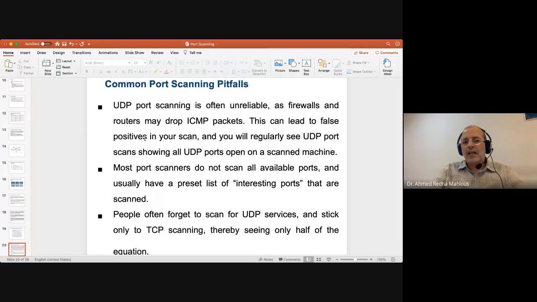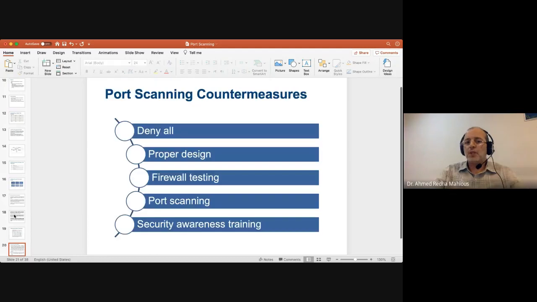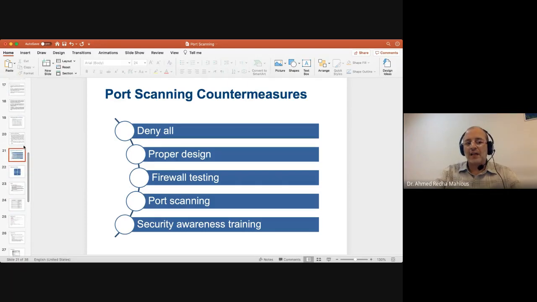In port scanning, as we mentioned, there are different ports, and those ports can be used by TCP services or by UDP. Most pen testers focus on the TCP protocol, so here we also need to use UDP scanning to verify whether those ports are open or closed. For the countermeasure against port scanning, you can deny all. You don't accept any types of packet that are based on those flags.